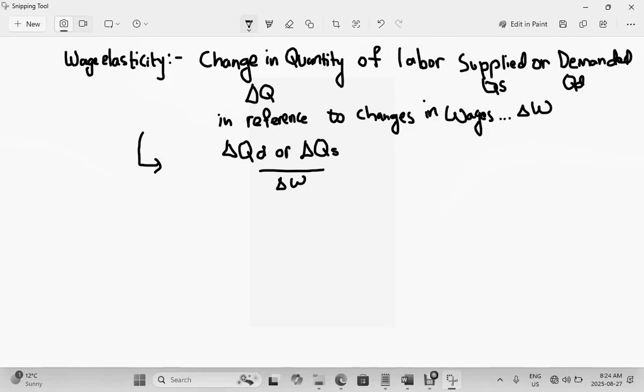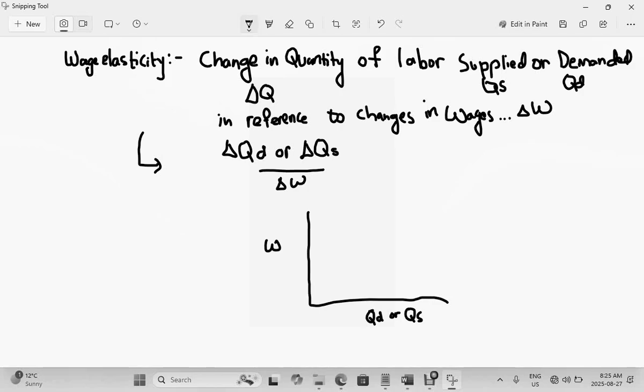Now, if you were to draw this on a graph, assuming this is your wages over here on the vertical axis, and your horizontal axis has to do with quantity, either quantity demanded or quantity supplied. Quantity demanded is the demand from firms, companies or corporations for labor, for workers. And quantity supplied is the quantity supplied by workers or laborers.